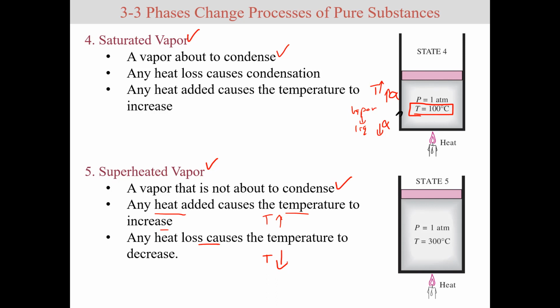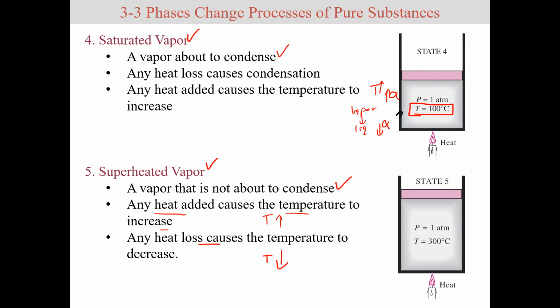And if I add heat to it, the temperature of the gas increases, putting it into the superheated vapor region, which is the last region, where if I add more heat, the temperature of the gas goes up. If I take away heat, the temperature of the gas goes down. So those are the 5 regions of phase change between liquid and gas. It's very important to understand these.